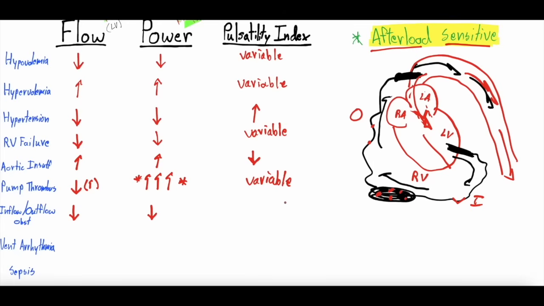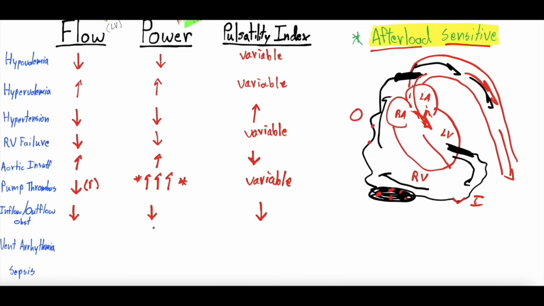All right, what about the pulsatility index if there's kinking or clot of one of these cannulas? The pulsatility index is going to decrease. So now we're starting to see some patterns here. All right, what about ventricular arrhythmias? The patient comes in with persistent ventricular arrhythmias.